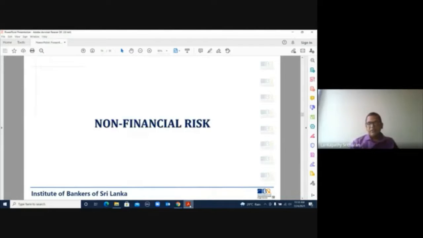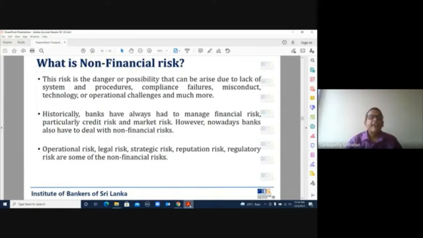Okay, having that, we will move to the non-financial risk. As I mentioned to you all, there is no limit to the non-financial risk. There are several subcategories in the non-financial risk, but generally we consider operational risk as the main risk in the non-financial risk. If you are working in a bank or financial institution, you may know about operational risk. But first we will see what the non-financial risk is.